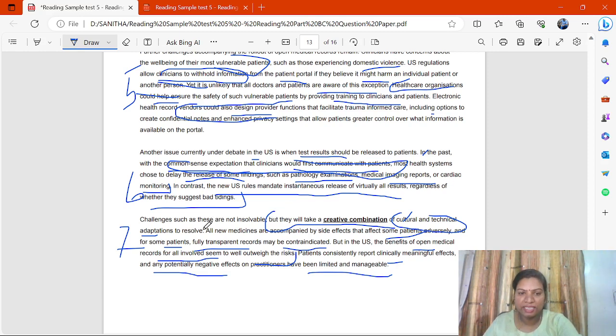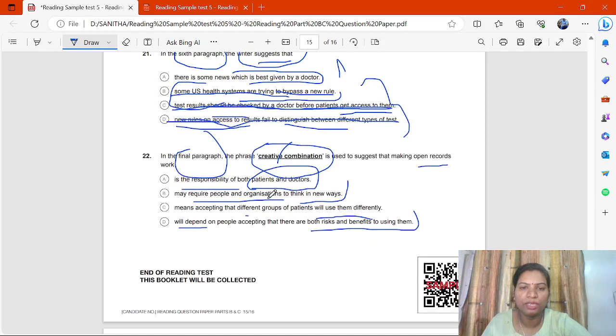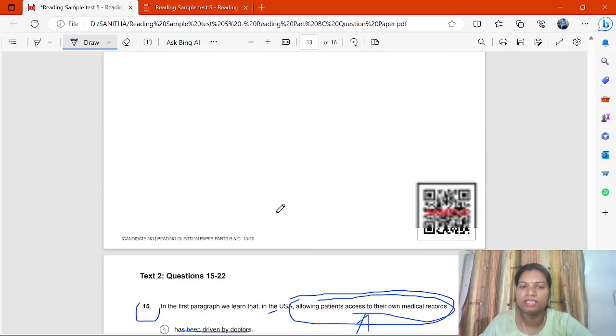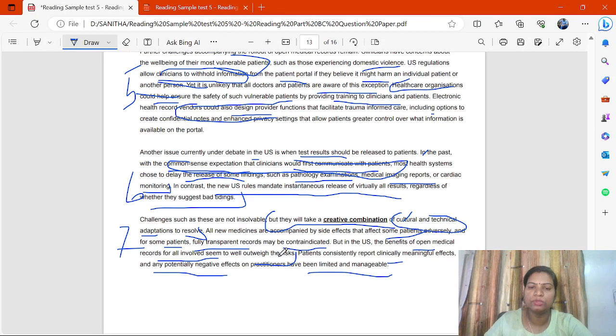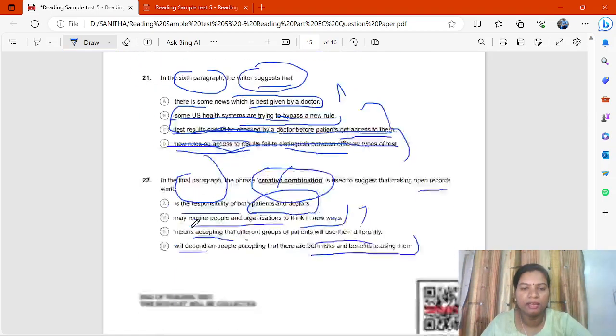They are saying some sentence here. So we are going to find out what is cultural and technical. So we can make it a query here. We don't know what it is saying. Require people and organization to think in new ways. Okay, means accepting that different groups of patients will use them differently. So is it anywhere that different groups of patients will use them differently? You can go through these options, and you can find out it is not said anywhere. Okay, eliminate that option too.